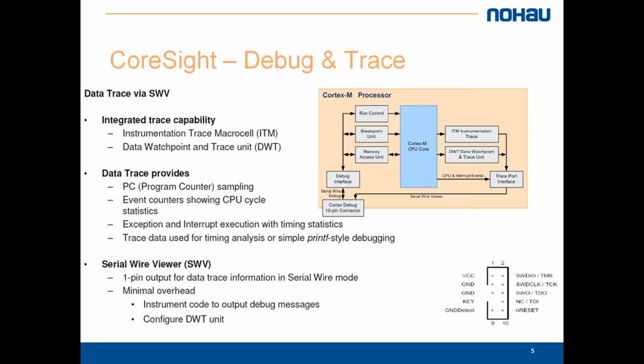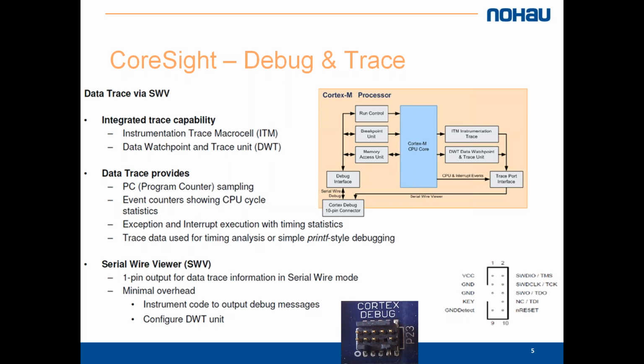So if we go up one step, so CoreSight for the debug and trace level 2. To interface this CoreSight, we need a serial wire viewer. So this is part of the 10-pin Cortex debugger that has the 2 pins for debug, so serial wire debug clock and serial wire debug input output, but then you also have the serial wire output. So with this you can interface the data watchpoint and trace unit and also the instrumentation trace macrocell. So this data trace will give you the possibility to sample the program counter, to get event counter CPU cycle statistics. You can see in time when the exception and interrupt is handling. And then you also have the ITM.